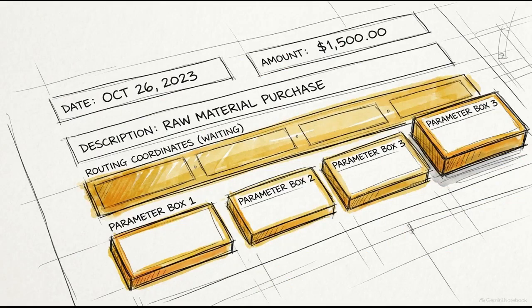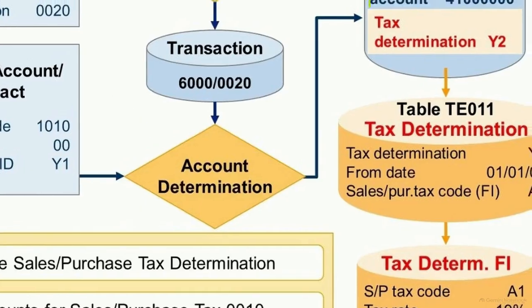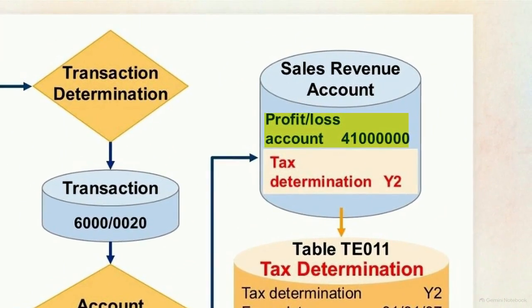On its own, the raw business transaction contains no tax rules. It merely provides the initial coordinates the system needs to begin the search. We trace those coordinates into the account determination phase. This process yields its first major output, locating the sales revenue general ledger account. Simultaneously, it generates a second output, the FI-CA-specific tax determination code, labeled here as Y2.